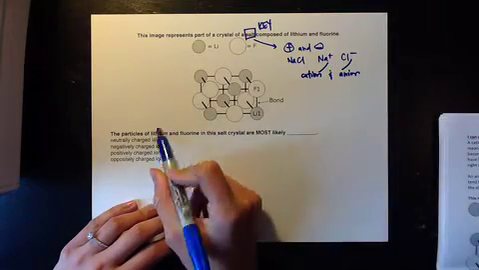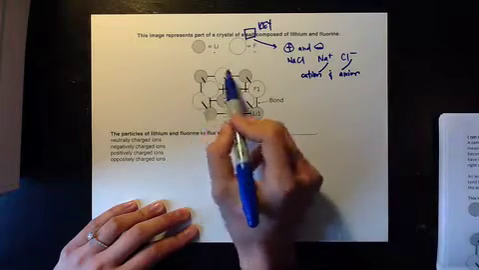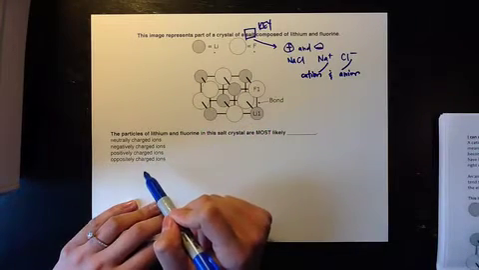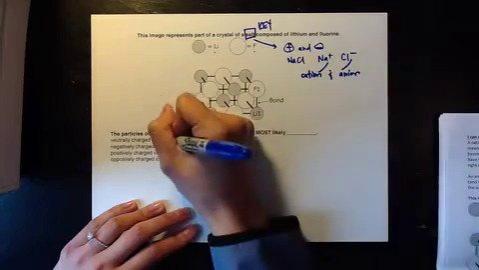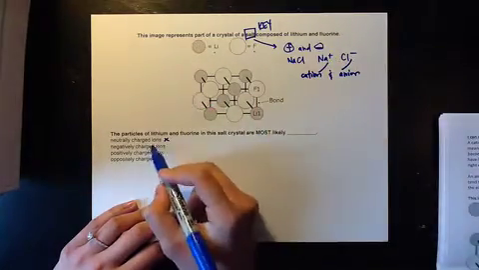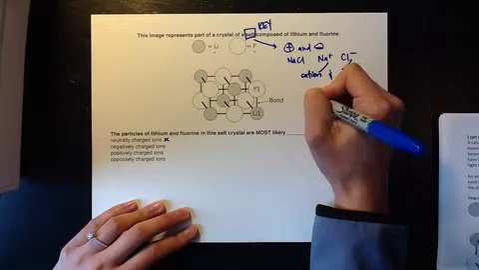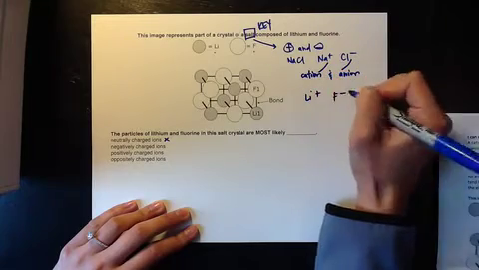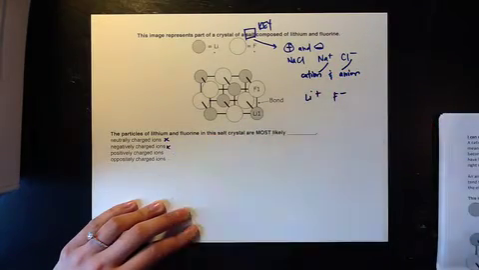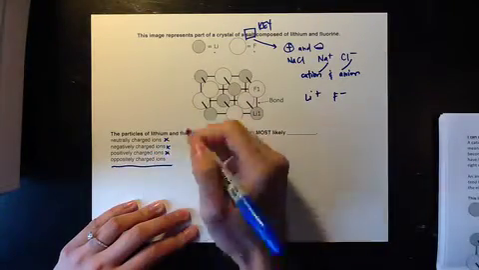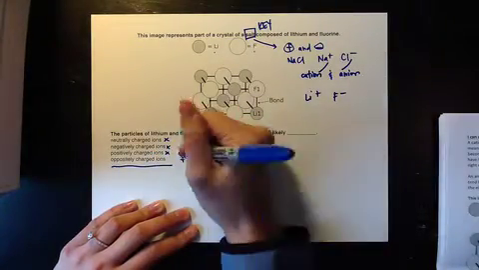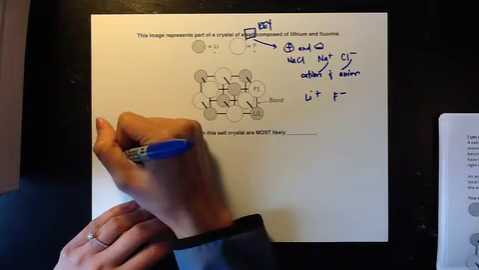Then the particles of lithium and fluorine are most likely neutrally charged? Nope, they've got a charge. They're not neutral. Negatively charged? Well, it would be Li plus and F minus, so they're not both negative. Positively charged, they're not both positive. They're oppositely charged. One is a plus, one is a minus. Here's my answer.